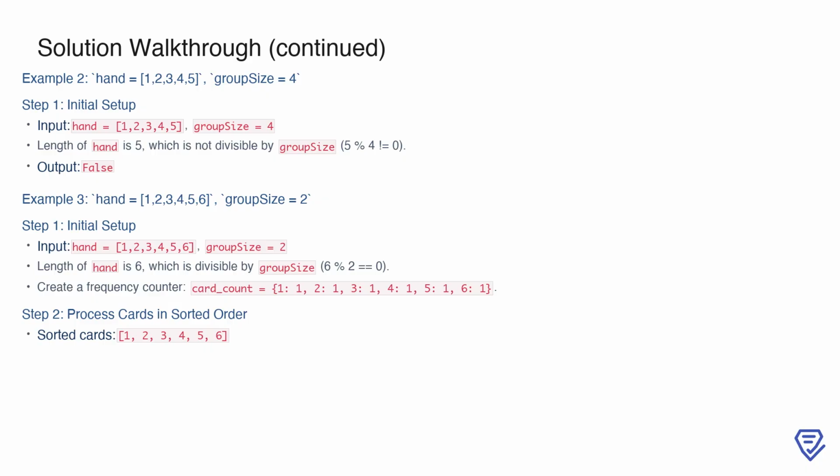Moving on to the third example, the hand is 1 2 3 4 5 6, with a group size of 2. Here, the length of the hand is 6, which is divisible by the group size. We start by creating a frequency counter, 1:1, 2:1, 3:1, 4:1, 5:1, 6:1. Sorting the cards gives 1 2 3 4 5 6. We then begin forming groups starting with the smallest card.